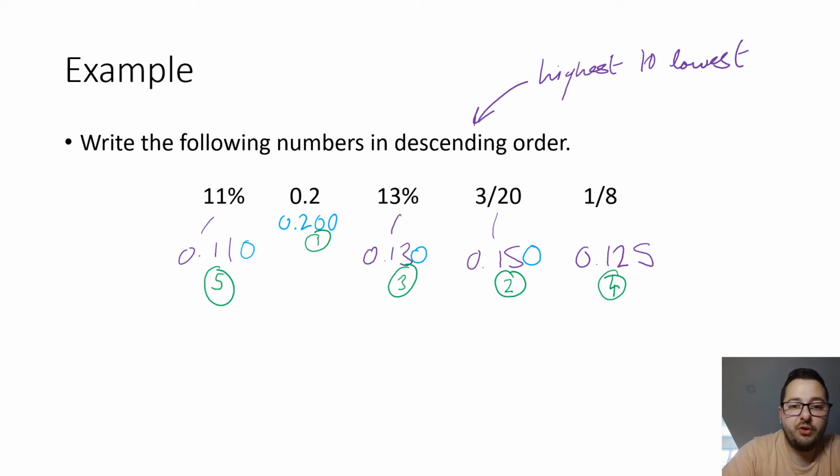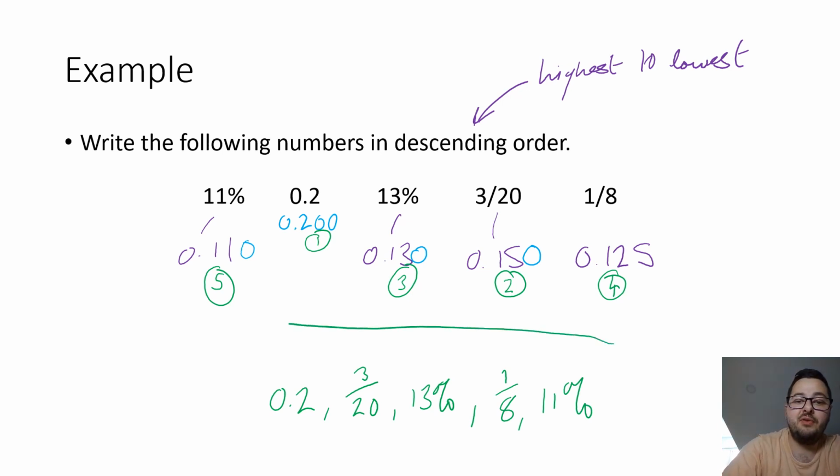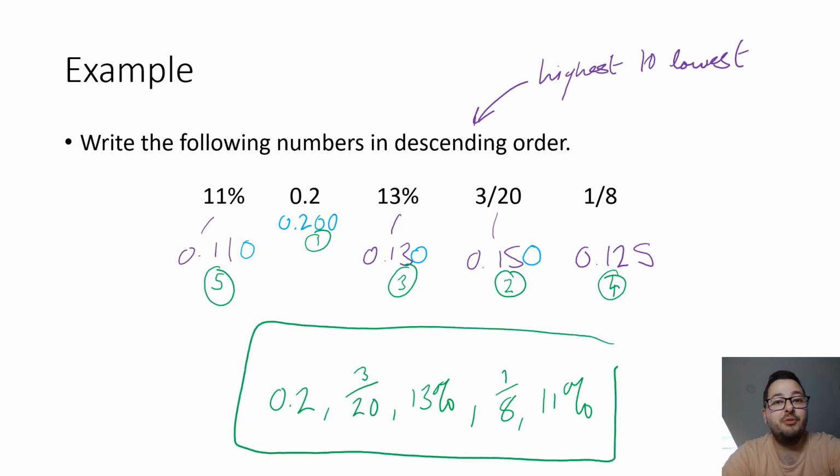So finally, just want to write this out, but we want to put them in the original form, so it will be 0.2. Then the second one was 0.150, but that was 3 out of 20. Then we want to do 13%. Then 1/8, and then 11%. So that's in descending order, it's going down, and we've written them in their original forms.